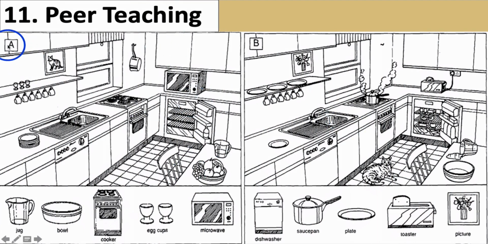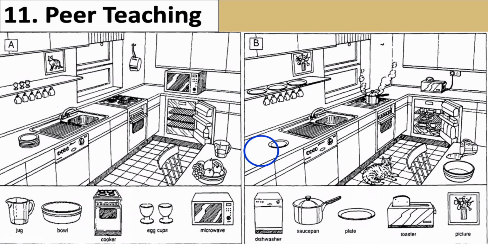Peer teaching. This is student A. This is student B. So A has some vocabularies that student B doesn't have. So they need to teach each other. Okay, so for example, what do you have right here on the counterpart? This is the counterpart. For example, B has a toaster, but A has a microwave. So they need to ask each other in order to teach each other about the vocabularies that they have.